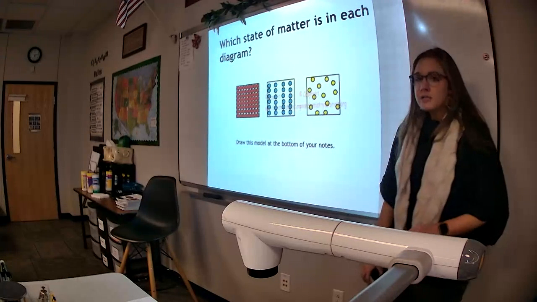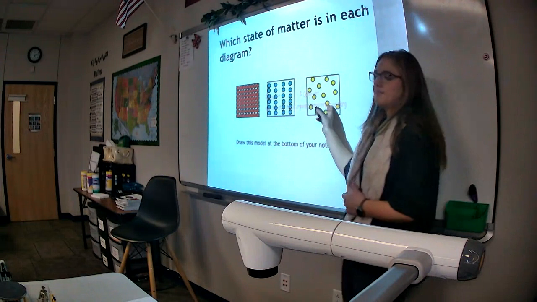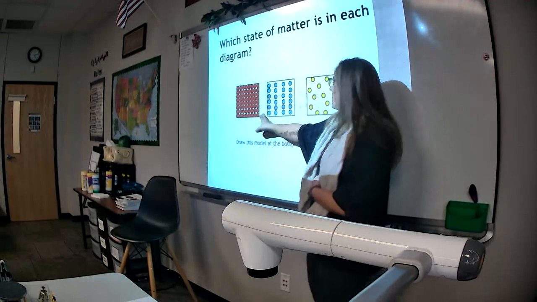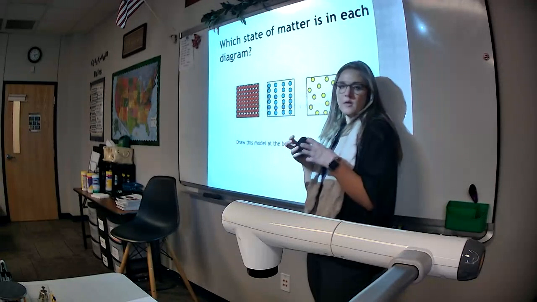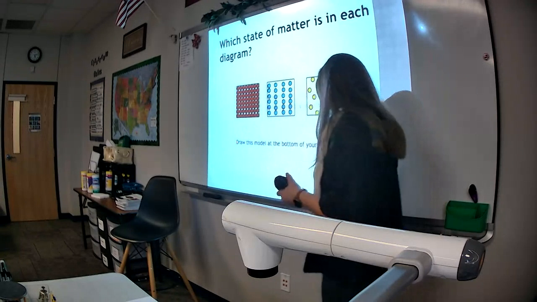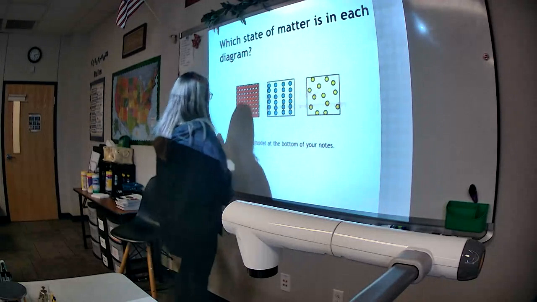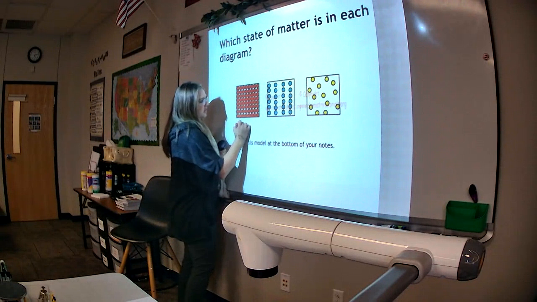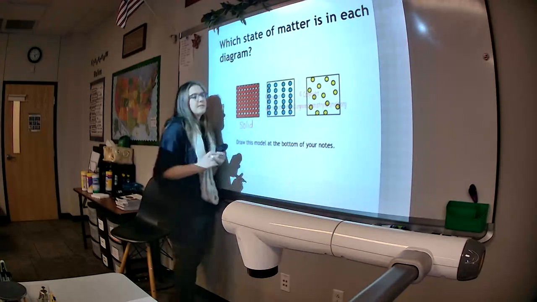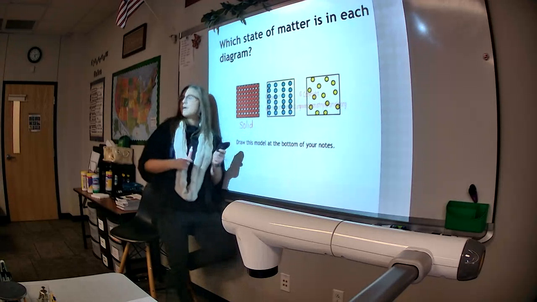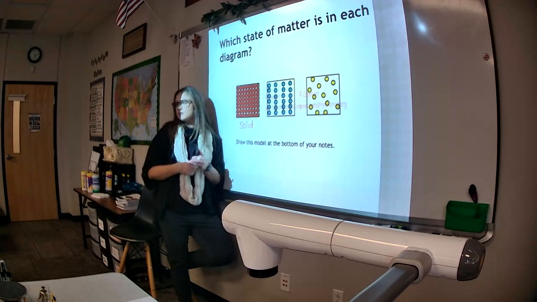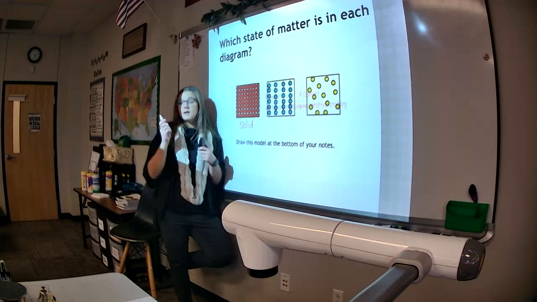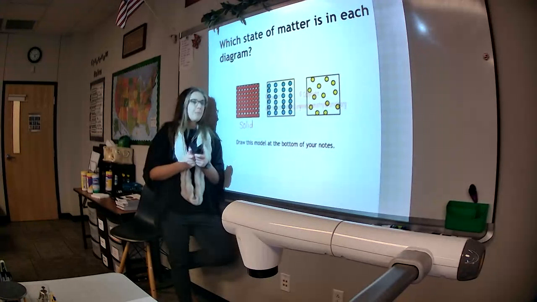At the bottom of your notes, I want you to draw these 3 diagrams. First box, you're going to draw atoms that are very close together. Underneath that, I want you to write the word solid. This diagram represents a solid material because all of the atoms are kind of stuck in their spot. There's no movement. No matter what you do, it will stay the same size and shape unless you add some form of energy to it.